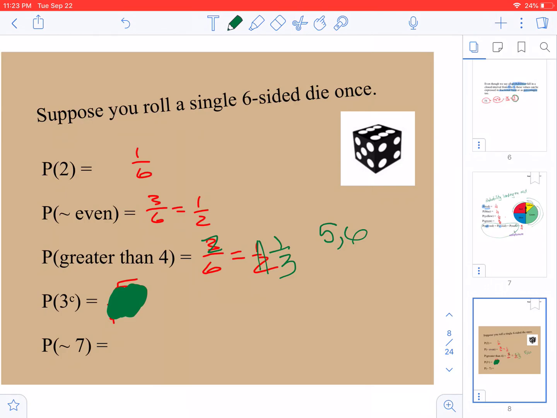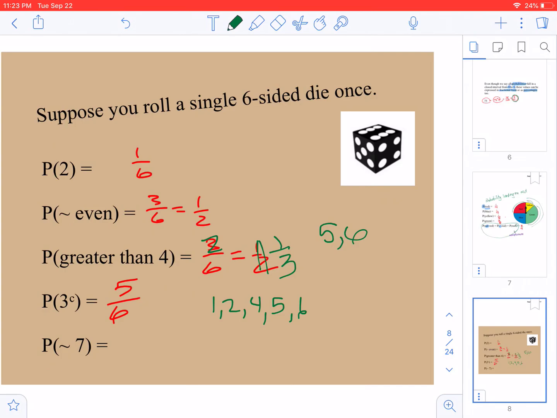Okay. Probability of 3 with a C. Again, that means the complement of 3. So what are things that are not 3 on a die? Well, that would be 1, 2, 4, 5, 6. So there's 5 of those things. And again, there's 6 sides, so 5/6.